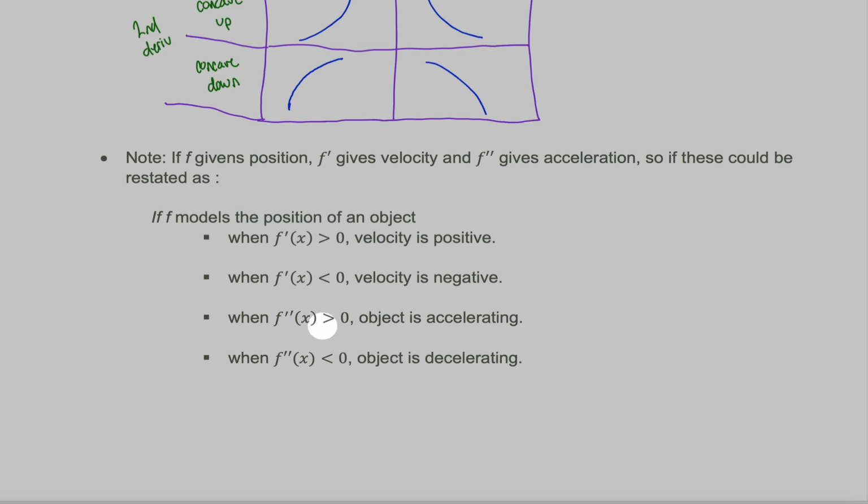And when your second derivative is greater than 0, you're accelerating. And when your second derivative is less than 0, you're decelerating. When your velocity is increasing, you're accelerating. When your velocity is decreasing, you're decelerating.